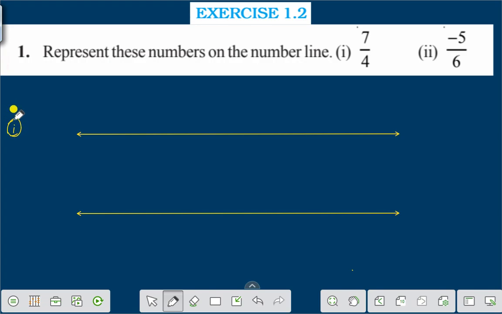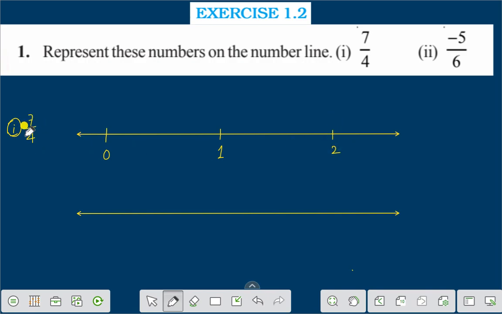To represent 7 by 4, here you see that the denominator is 4. That means you have to divide the one unit into 4 equal parts. Suppose this is 0, this is 1, and this is 2.